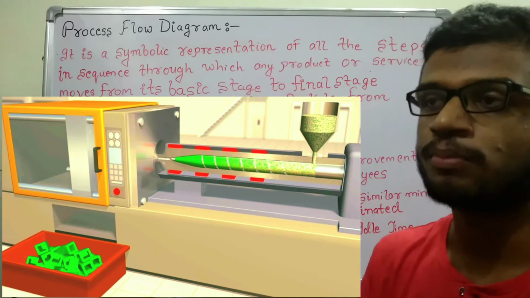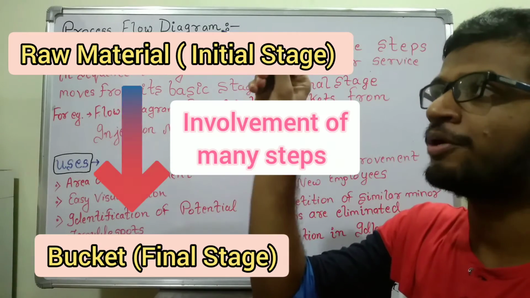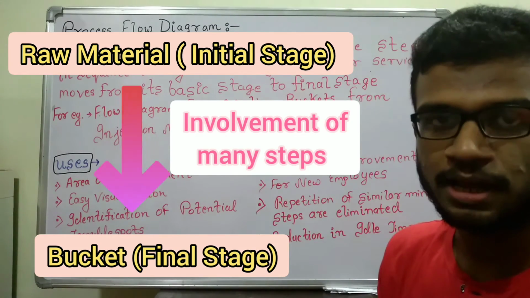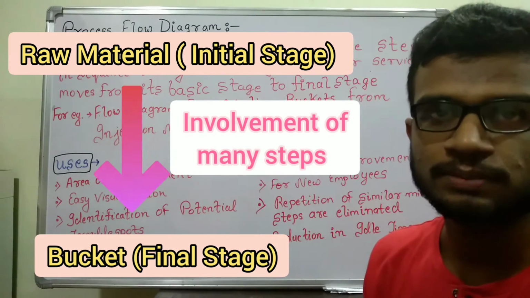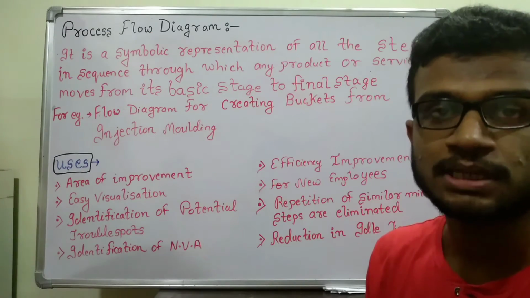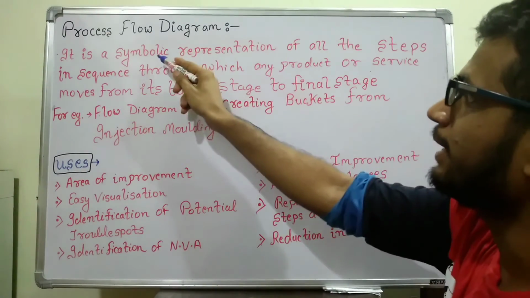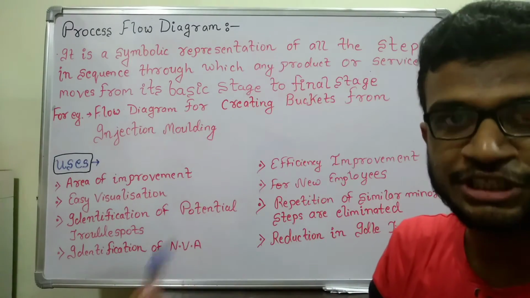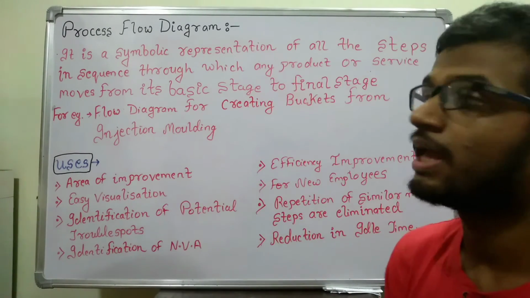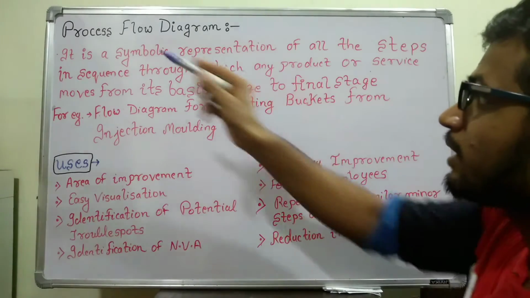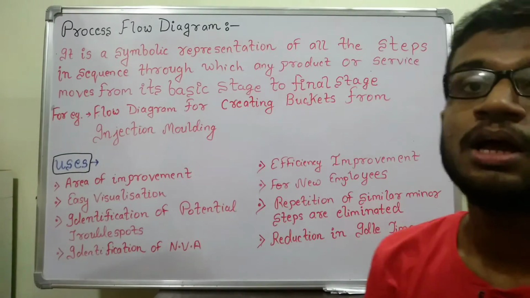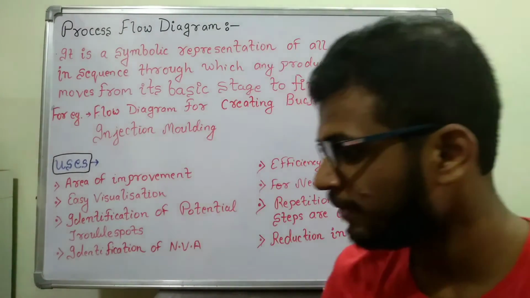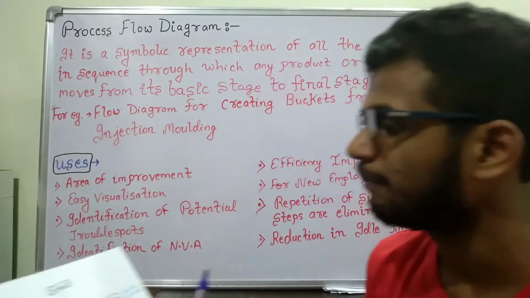So we can see from the conversion of raw material to the final product bucket, a lot of steps are involved. And when these steps are represented symbolically and in a sequential manner on a piece of sheet or on screen, then that becomes our process flow diagram. If you are still not clear, let me give another simpler example.